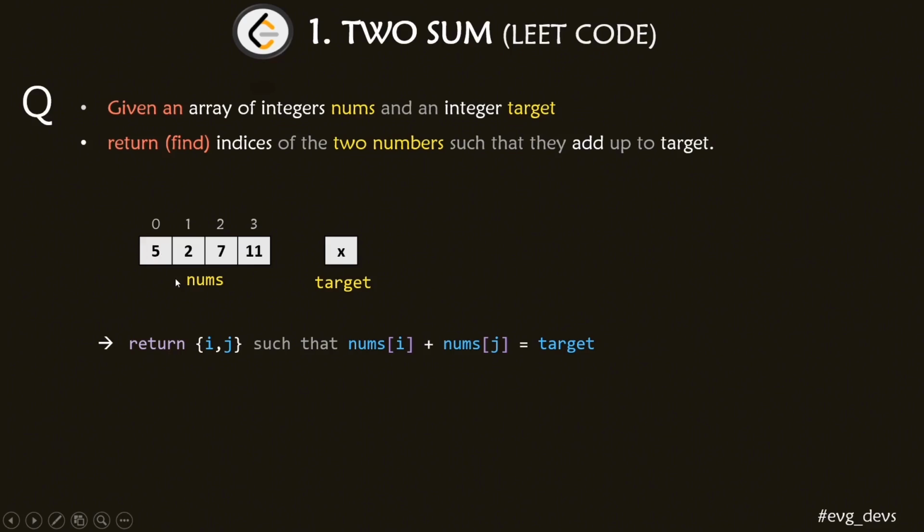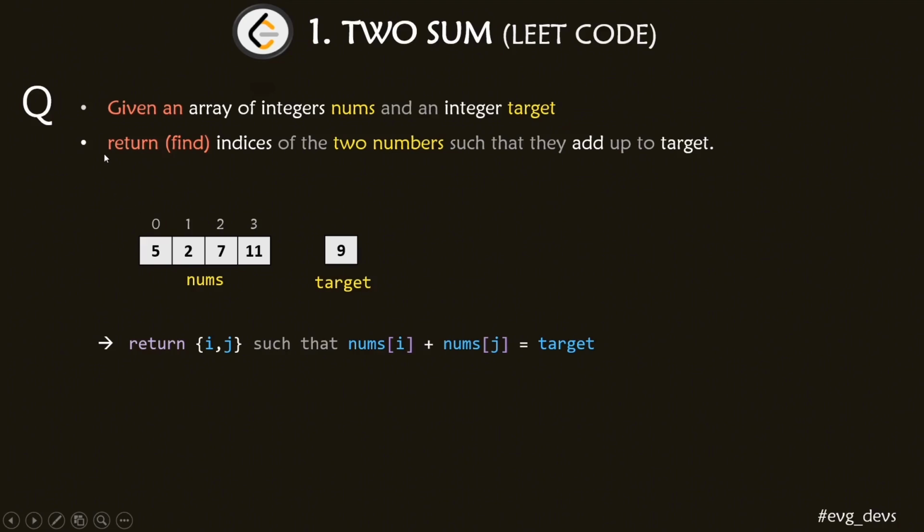Let's take an example. Here in this example, the array is 5, 2, 7, 11 and the target is 9. Let's break this statement into two statements. The first one is we have to find two numbers such that they add up to the target. Here, by seeing this array, we can say that 2 plus 7 is equal to 9. So we are done with the first statement, that is, finding two numbers that add up to the target.